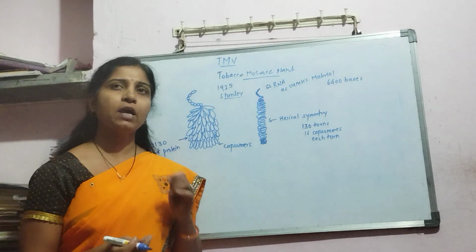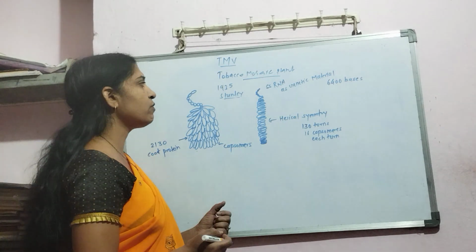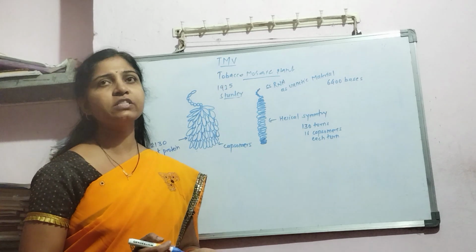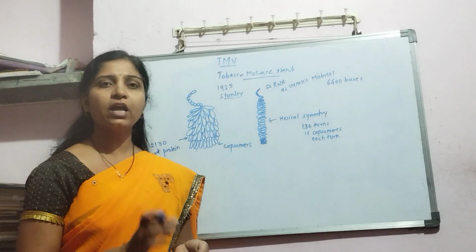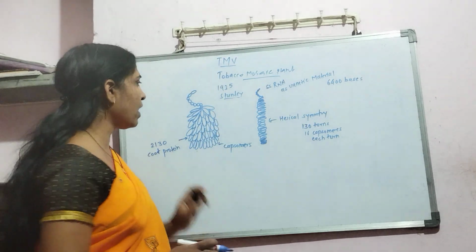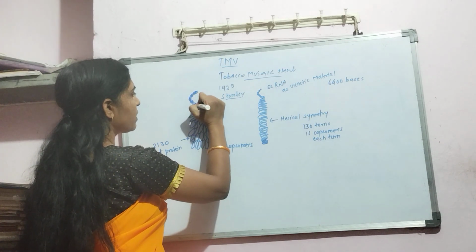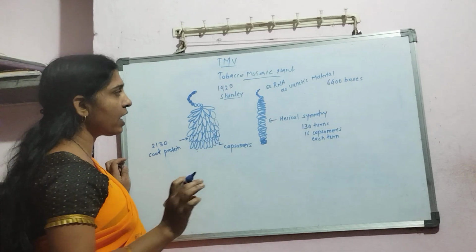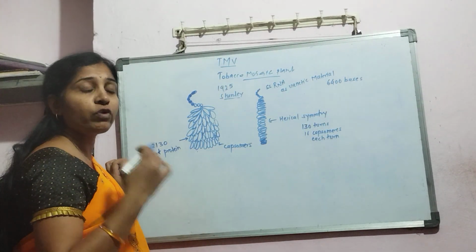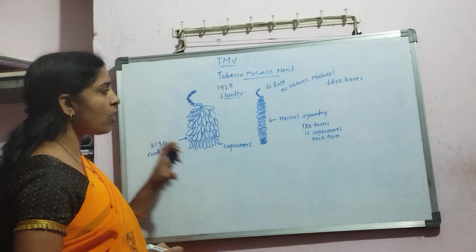Now, describing the characteristics of this TMV virus, it contains single stranded RNA as its genetic material. That means it is an RNA virus with helical symmetry. In the structure of the TMV virus you can identify the genetic material, which is nothing but the single stranded RNA. It contains about 6400 nitrogen bases within this single stranded RNA, and it majorly forms the helical symmetry.